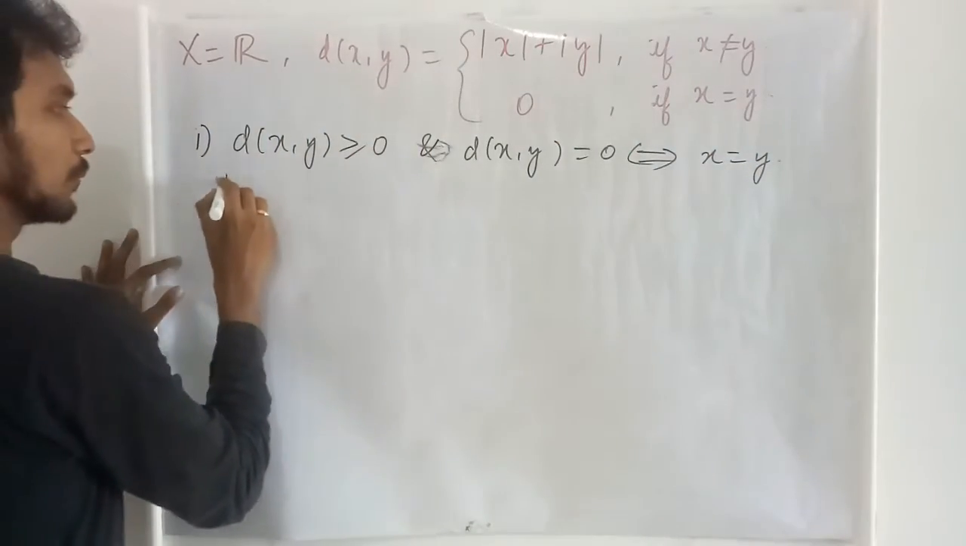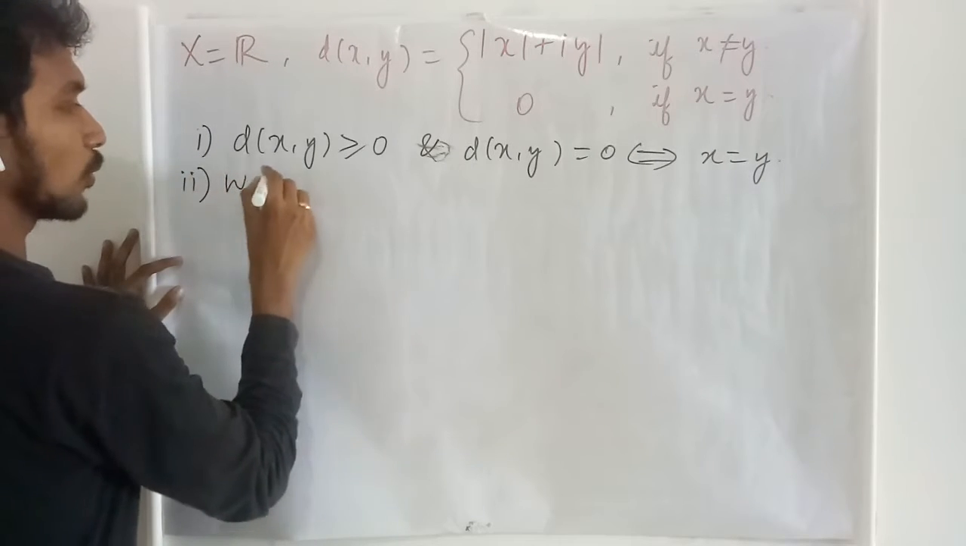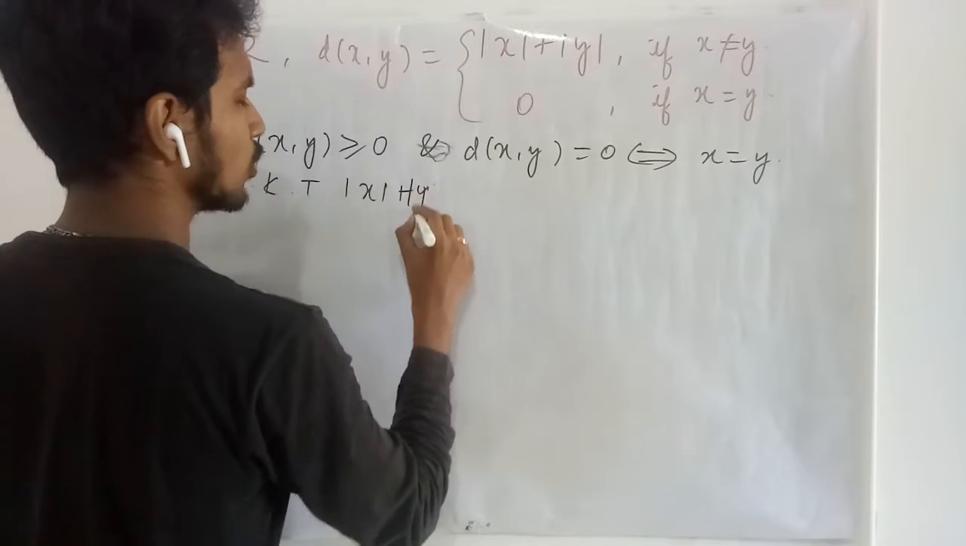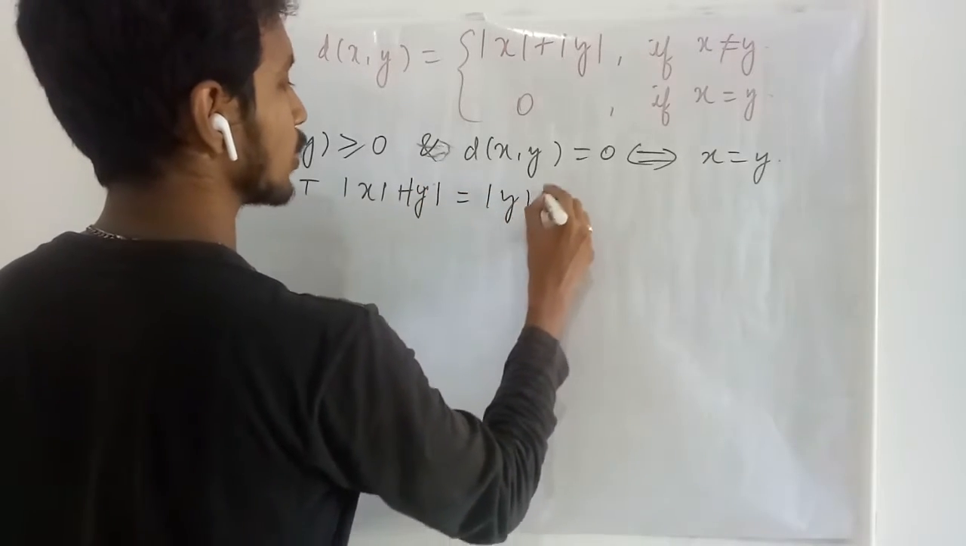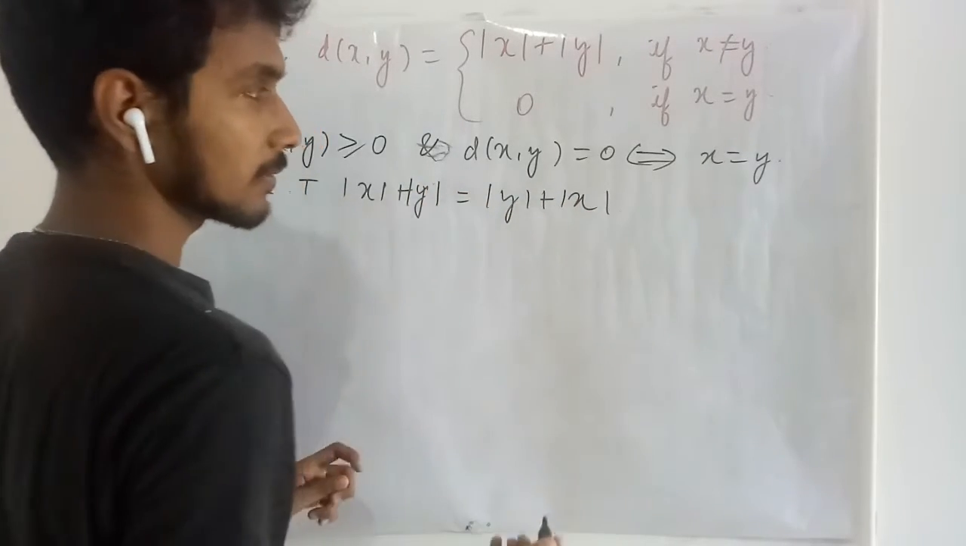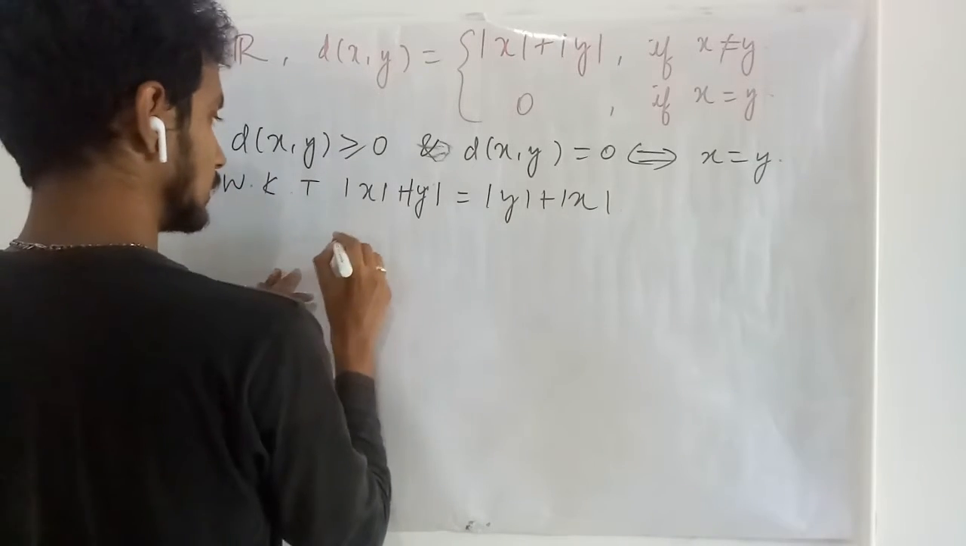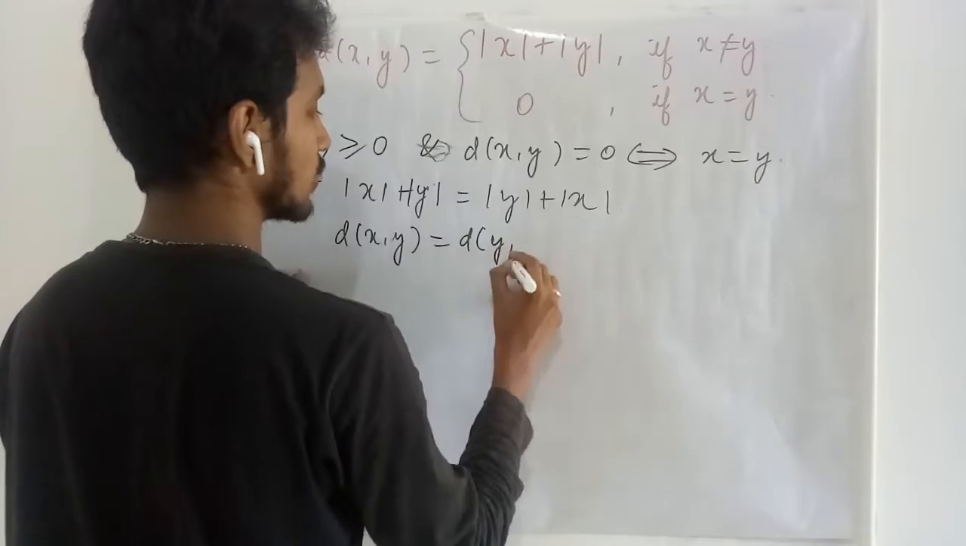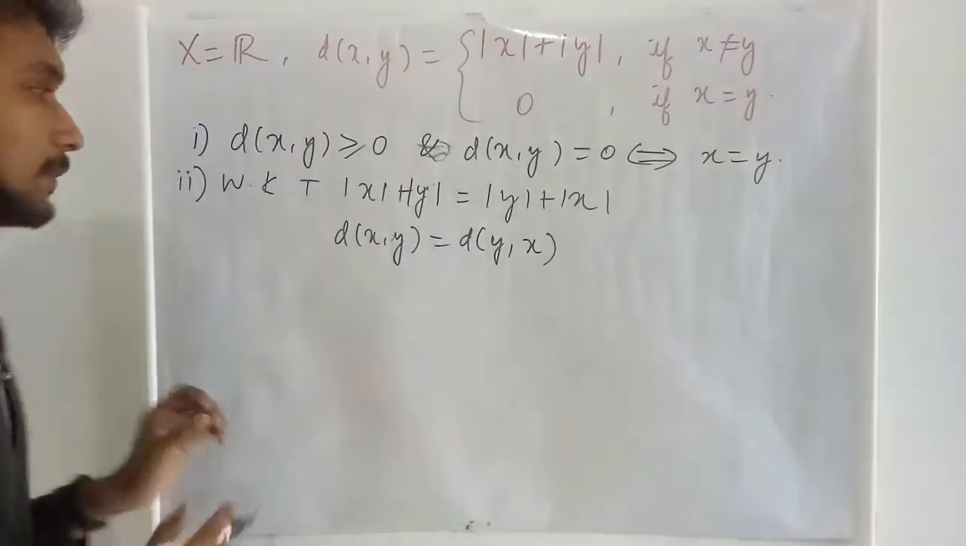Next, to prove the second one, we know that absolute of x plus absolute of y is the same as that of absolute of y plus absolute of x. This gives you that d of x, y is the same as d of y, x.